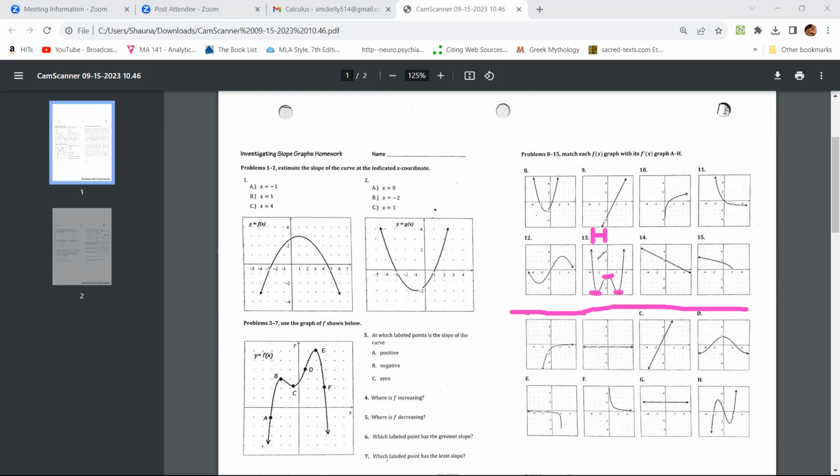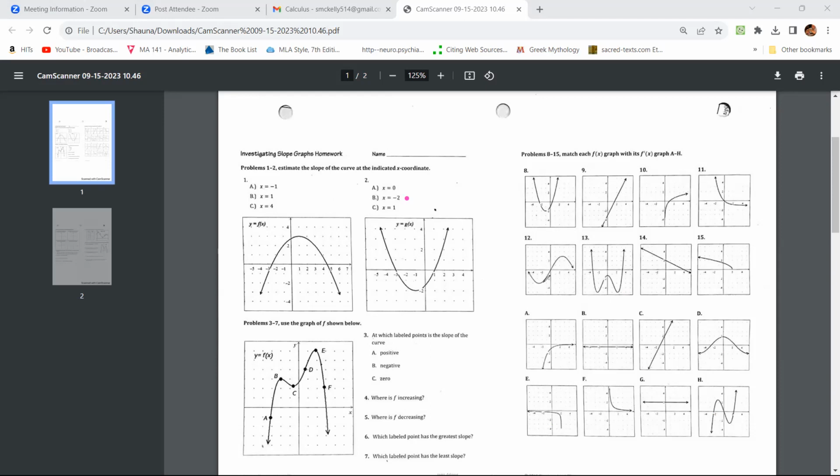Okay, so now let's look at number 12. I'm going to clear the drawings. What can you tell me about 12? The graph touches at the origin. That's true, it goes through the origin. It has 2 horizontal tangent lines. Exactly, two. Where are they?